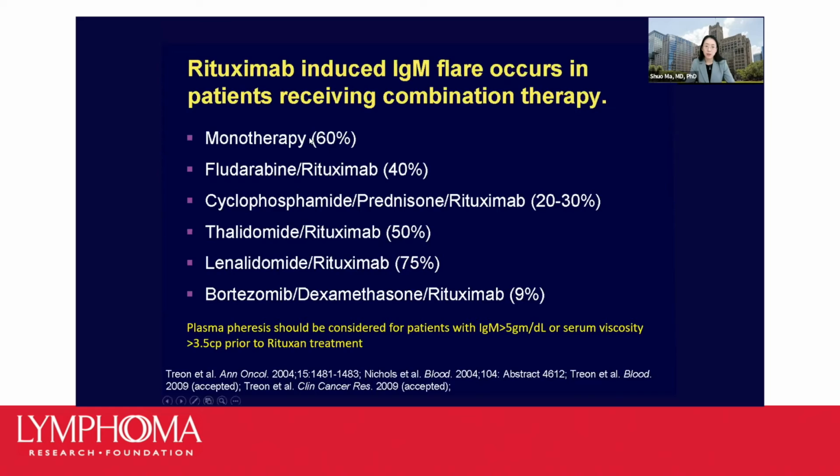IgM flare is fairly common when rituximab is used as a single agent. So 60% of patients might see IgM flare. However, when you combine rituximab with chemotherapy, that really significantly reduces the incidence. For example, in the bortezomib, rituximab, dexamethasone combination, the flare is only seen in 9% of patients. When it's combined with bendamustine, it's also in the 10 to 20% range. So much lower incidence of IgM flare when it's combined with chemo.